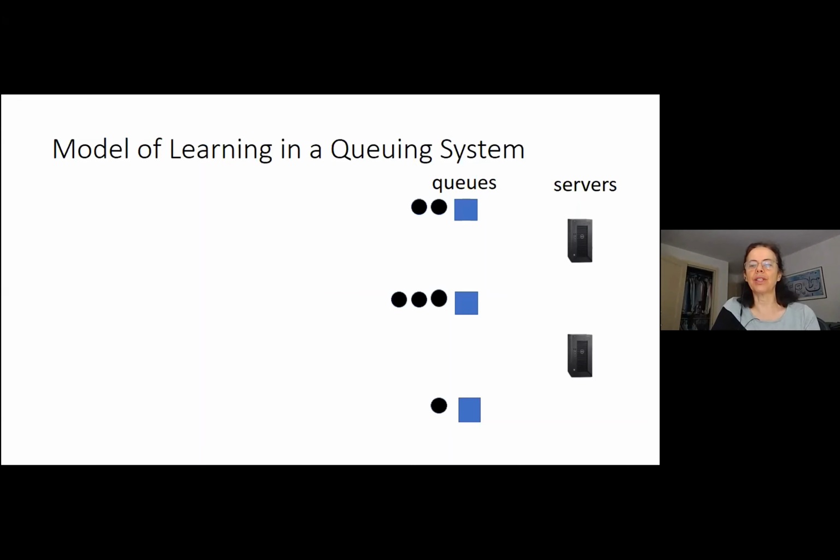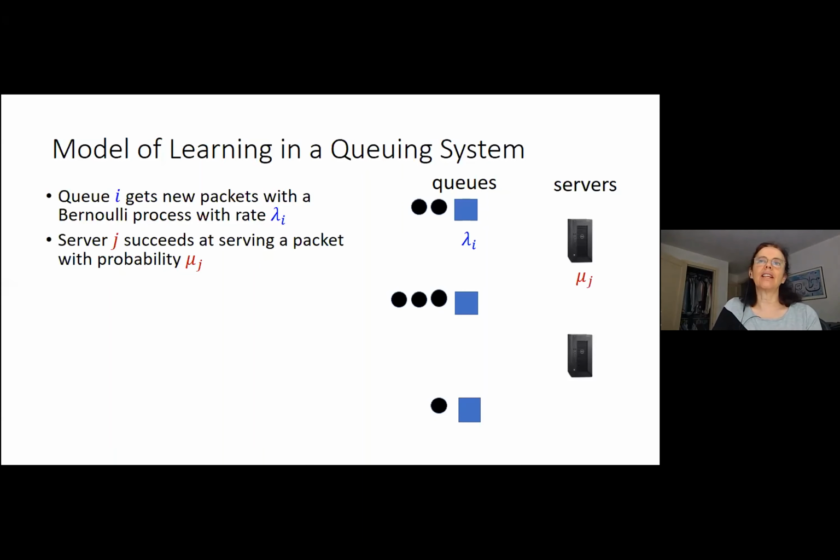So it's both learning, you have to figure out which servers are good, and also a competition, the queues are competing with each other. Very concretely, each queue will have an arrival rate, a Bernoulli process in which every timestamp there is a new packet arriving at queue Qi with some probability lambda i.